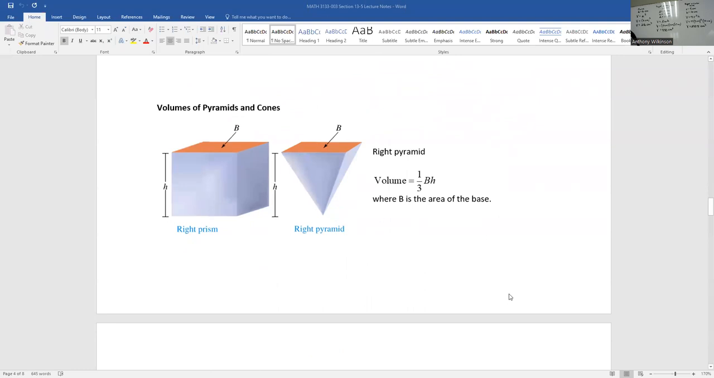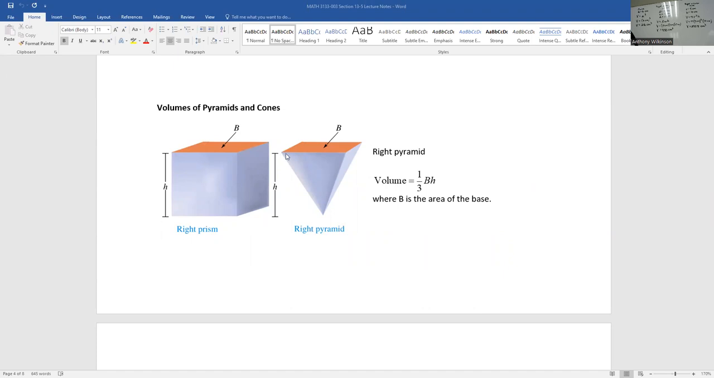All right, now let's look at volumes of pyramids and cones. Starting with the pyramid. The relationship between a right pyramid and a right prism is this. The pyramid is actually 1/3 the volume of a right prism. Okay, so the volume in this case will be 1/3 the base times the height.